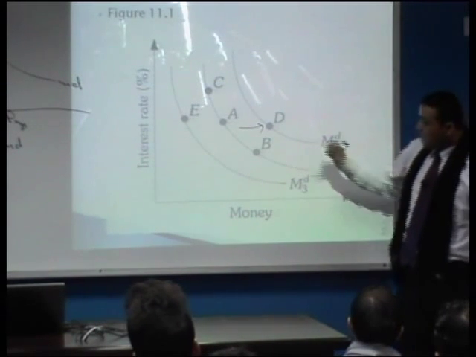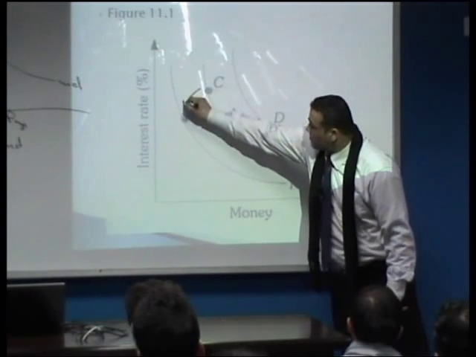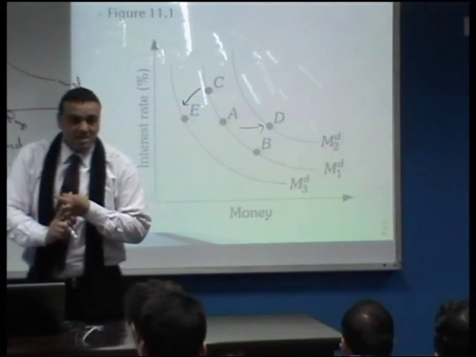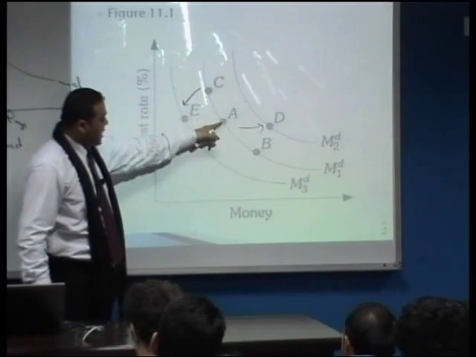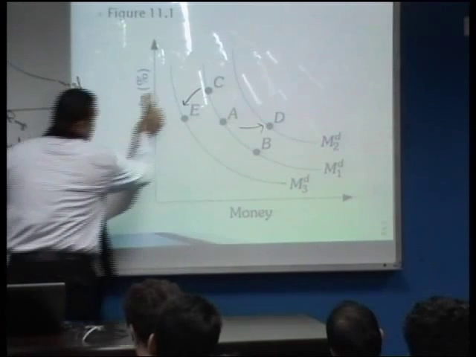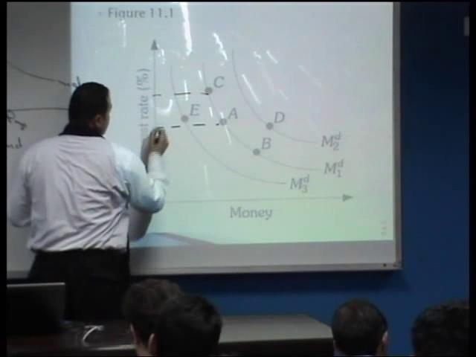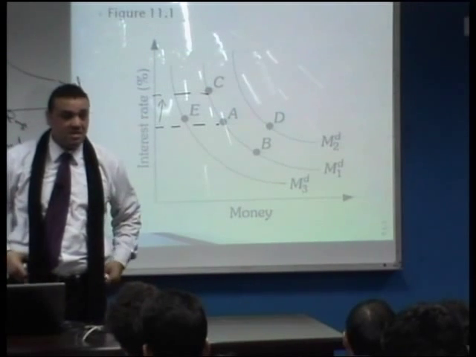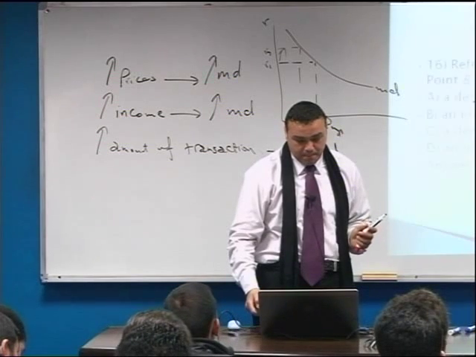Okay, the same for the shifting or the transfer from C to E. Maybe there is a decrease in income, a decrease in prices, or a decrease in the number of transactions. Right? Okay, from C to A, moving along the same money demand curve, from A to C, maybe there is an increase, or definitely there is an increase, in the interest rate. Okay? All the questions are based on this.